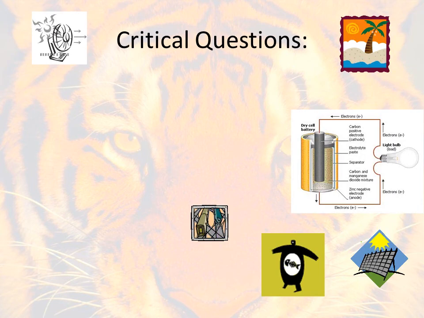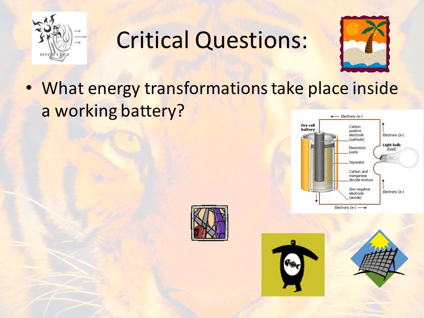All right, so here are some critical questions. I want you to write down each one of these and try them on your own. However, we will not go over the answers for these, although if you've been paying attention, we've gone over a couple. So for these, make sure these are in your notes so your teacher can see them. Pause the video if you need more time. For the first one, what energy transformation takes place inside a working battery? Go ahead and write that question in your notes and then write your answer.